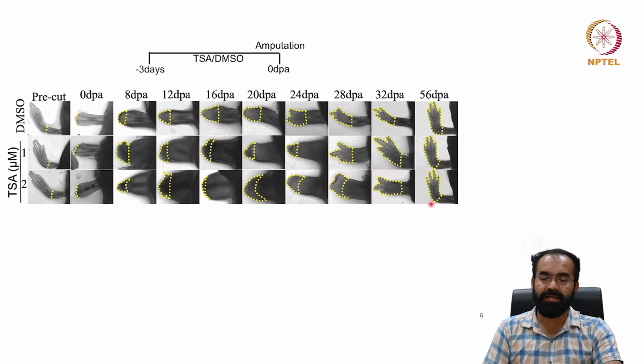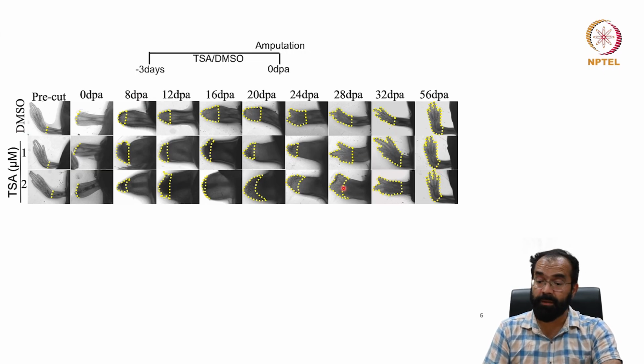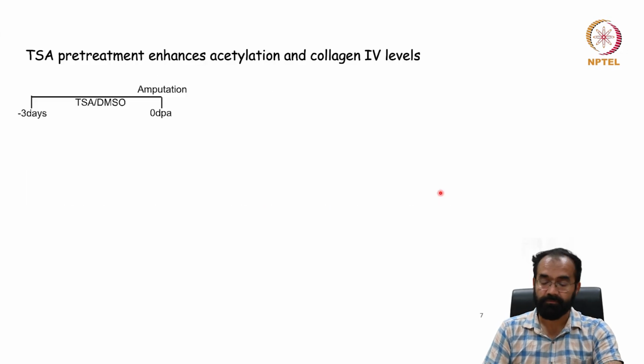So eventually, in a delayed process, the limb can actually form in around 32 days, but 56 days has been shown because we wanted to have a comparison with the rest of them. So by 56 days, they all look the same. But in the 2 micromolar concentration, the regeneration is a slow process.